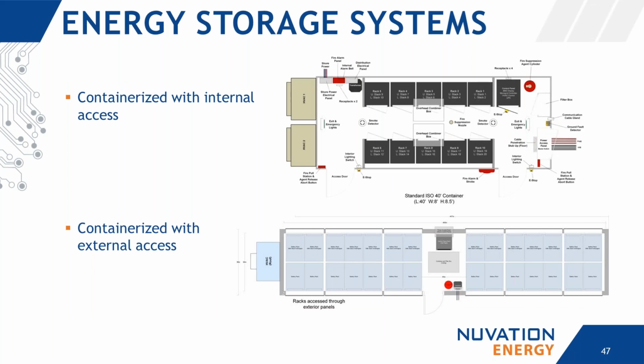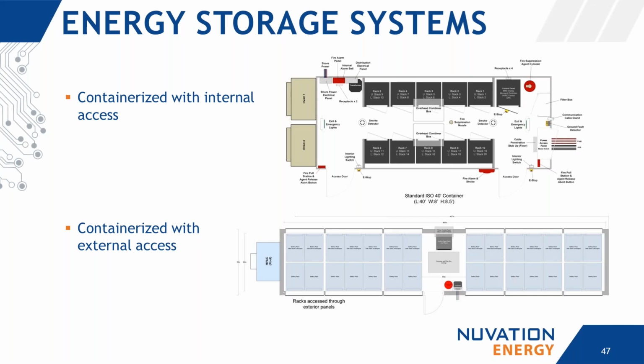This was an example of a containerized solution with internal access. For the last number of years, this was a common container design, as it was thought to provide easier access for servicing and maintenance of the system. There are benefits to it, as it does provide shelter from the elements when servicing, something that is a huge benefit when working in a heavy arc flash suit, particularly in hot and humid climates.